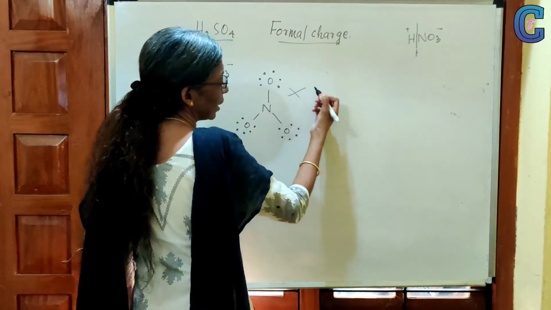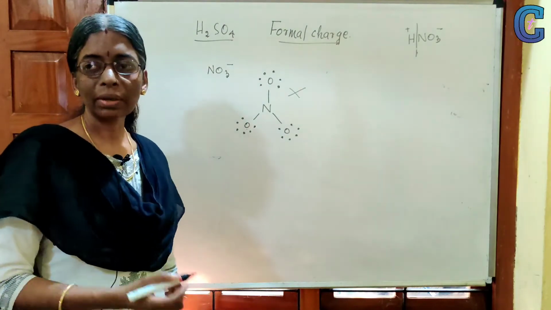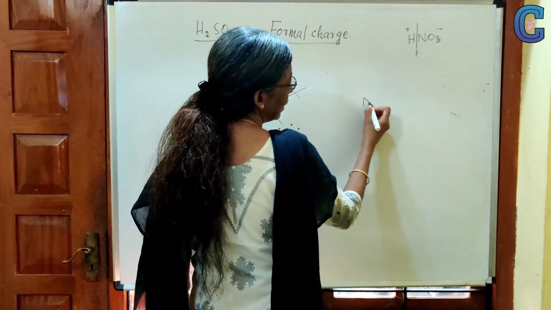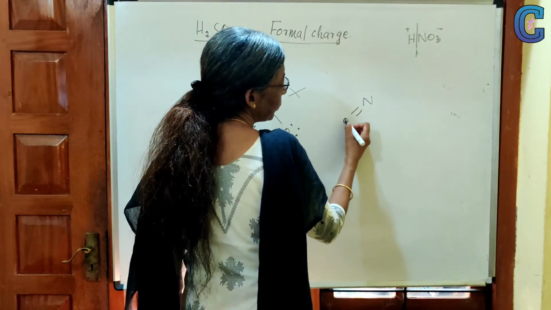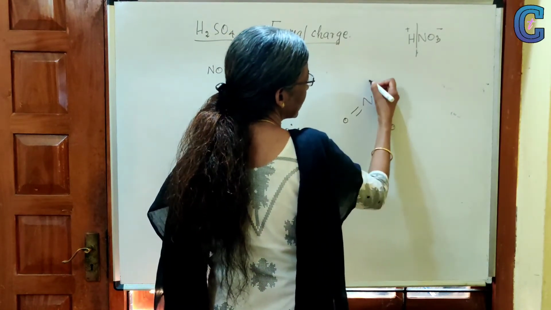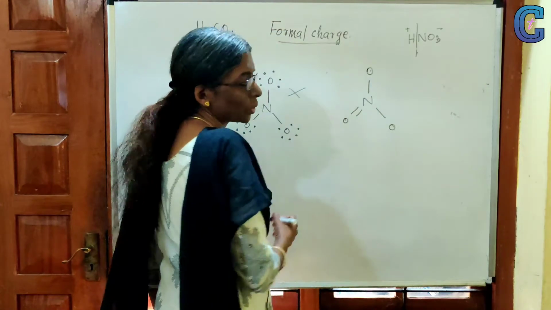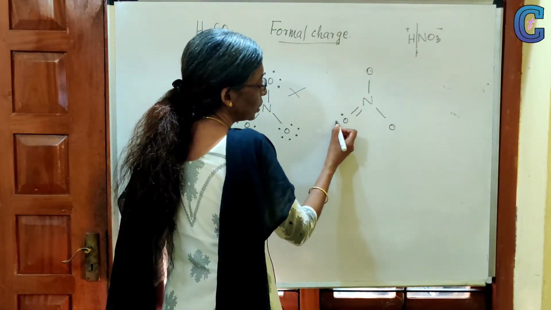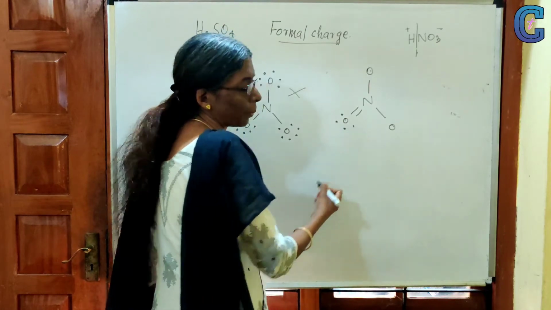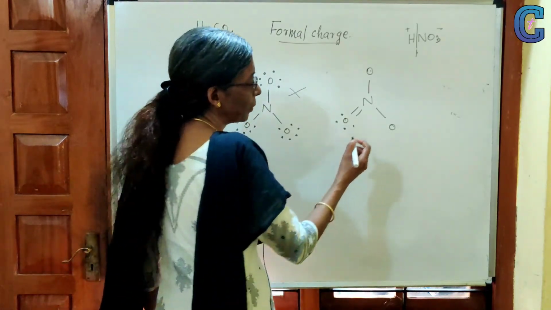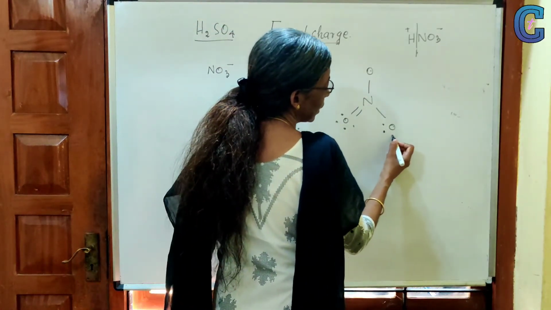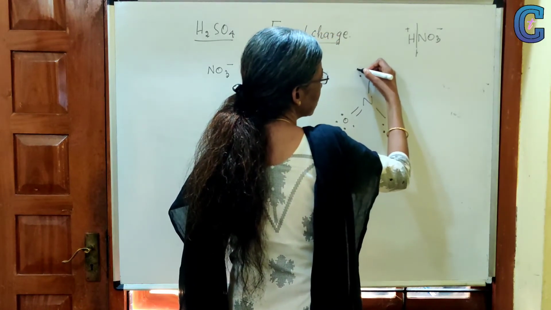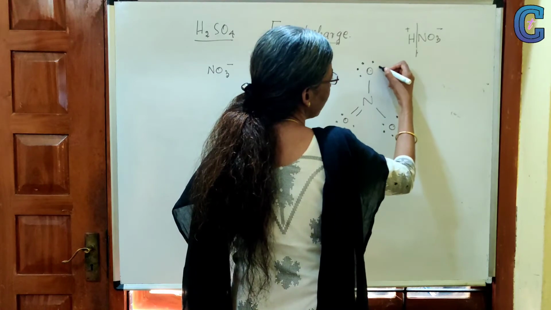So we cannot take this one. Okay, then we go for another structure by using the formula N double bond O, single bond O and single bond O. For the double bond O, what will come? 4 electrons: 1, 2, 3, 4. For the single bond O, how many will come? 1, 2, 3, 4, 5, 6. Here also 1, 2, 3, 4, 5, 6.